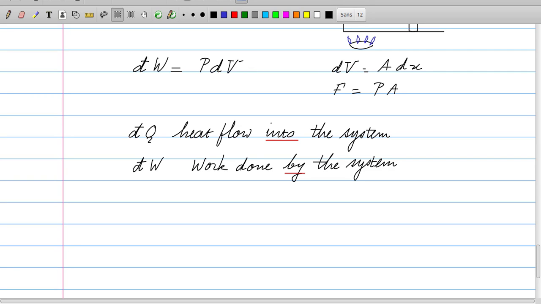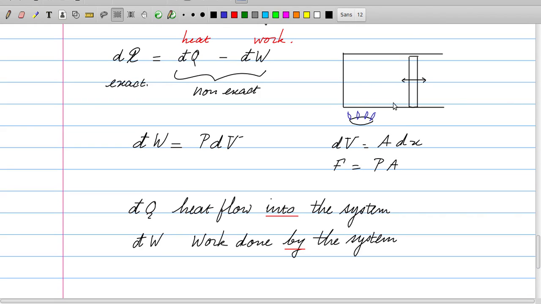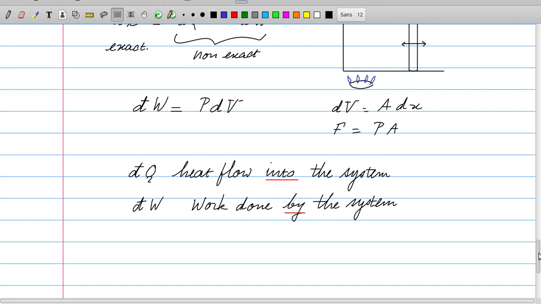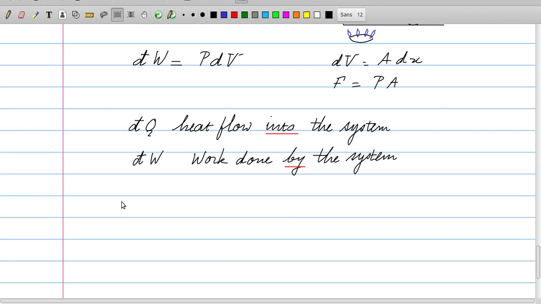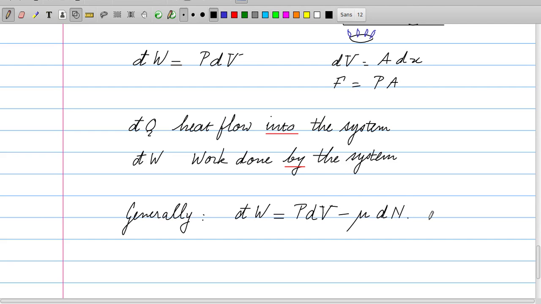Finally, we could of course also change the number of particles in the system by putting a hole in here and then feed extra particles into that volume. And in that case there is an extra contribution to the work. So more generally we can write that dW is pdV minus mu dN, where mu is the chemical potential.